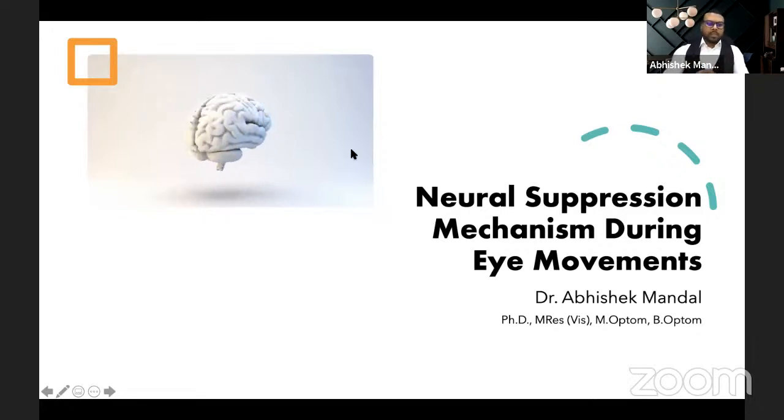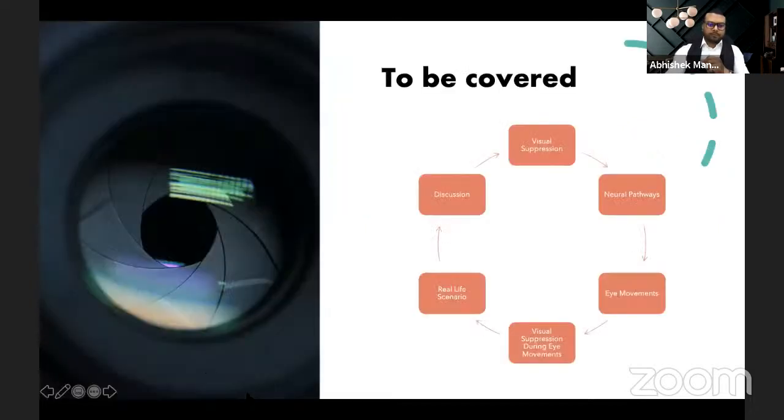What I'll do is try and keep myself away from the screen, and rather than showing my face, I think it's more important that we go through the slides more prominently. So the topics we'll be covering today are visual suppression, the neural pathways, the eye movements, and visual suppression during eye movements. We will also talk about some real life scenarios and discuss the overall topic. If you have any questions, we'll be happy to answer them.